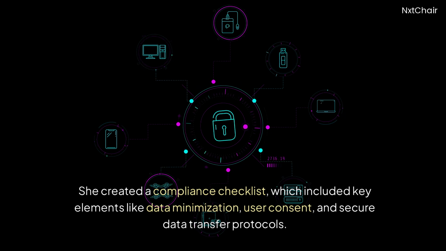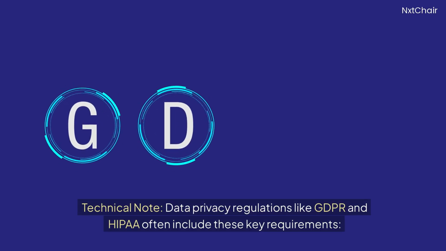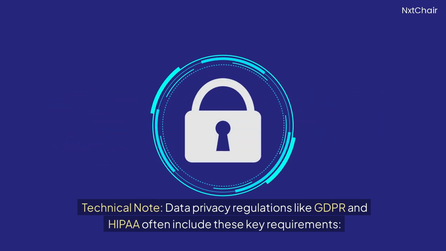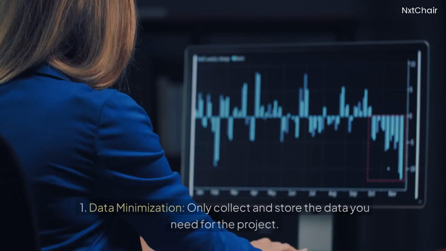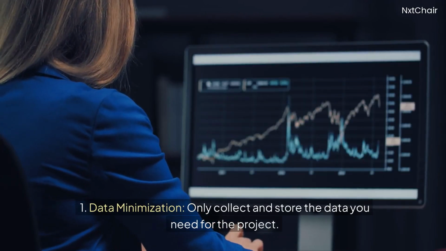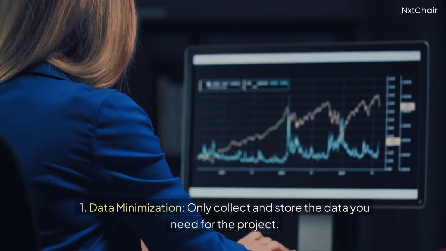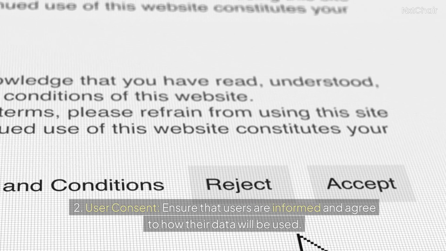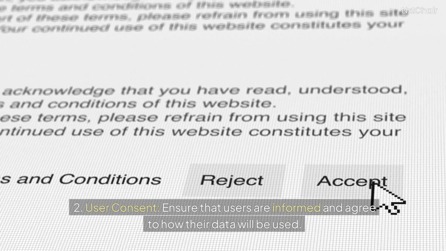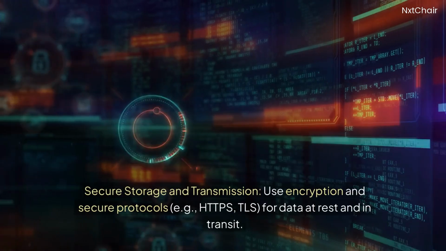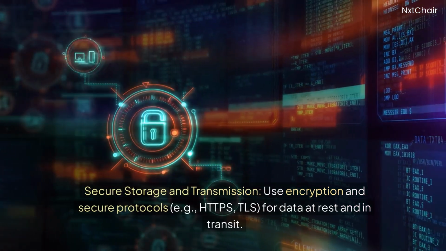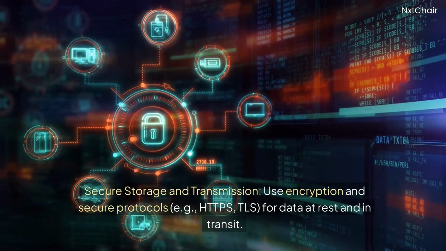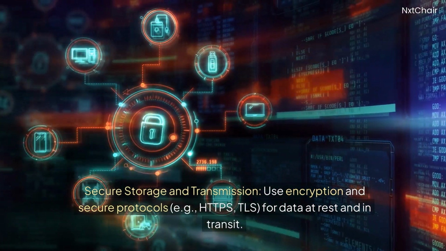She created a compliance checklist, which included key elements like data minimization, user consent, and secure data transfer protocols. Technical note: data privacy regulations like GDPR and HIPAA often include these key requirements. 1. Data minimization: only collect and store the data you need for the project. 2. User consent: ensure that users are informed and agree to how their data will be used. 3. Secure storage and transmission: use encryption and secure protocols, e.g., HTTPS, TLS, for data at rest and in transit.